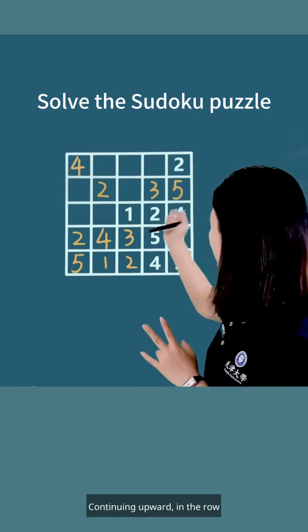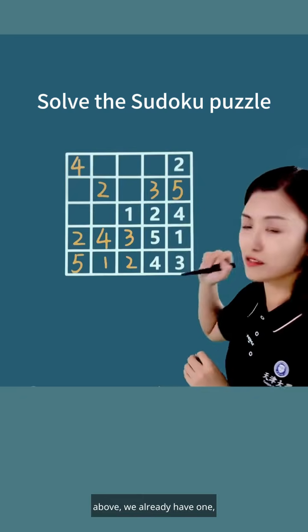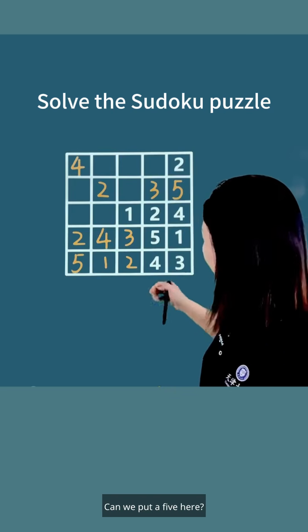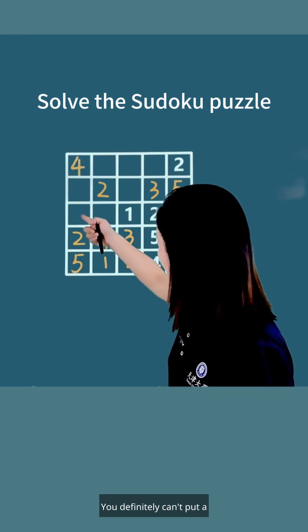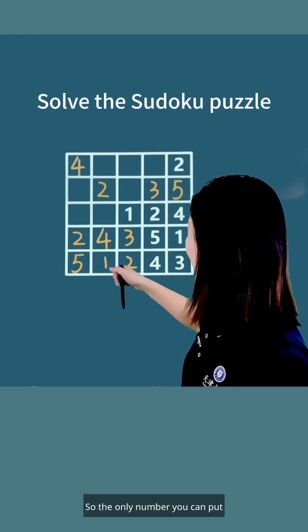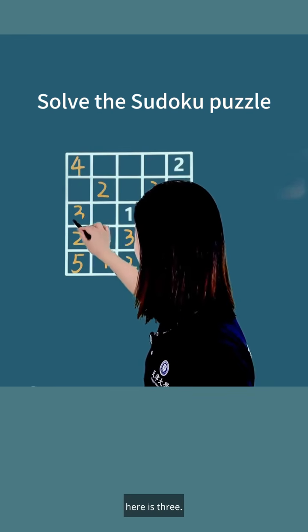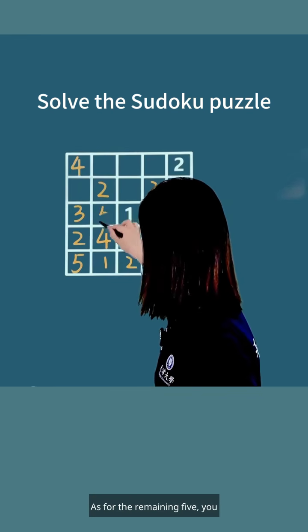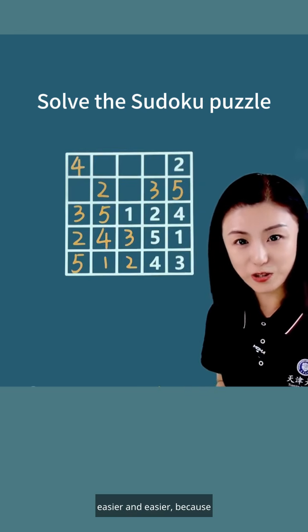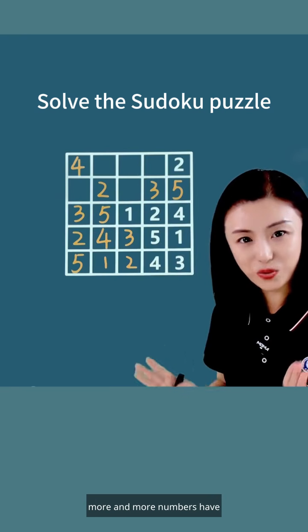Continuing upward, in the row above, we already have 1, 2, and 4. So we're missing 3 and 5. Let's take another look. Can we put a 5 here? You definitely can't put a 5 here because there's already a 5 in this column. So the only number you can put here is 3. As for the remaining 5, you can only put it here. Now, as we keep going, it gets easier and easier because more and more numbers have been filled in.